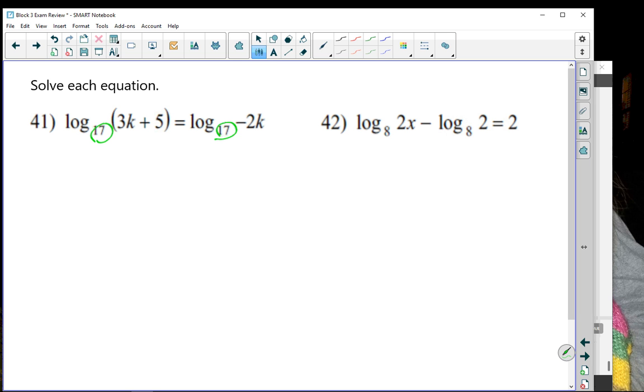Okay, so if the bases are the same, which they are in this case, all I have to do is take this and this right here and set them equal to each other. And then solve for what? Solve for K.